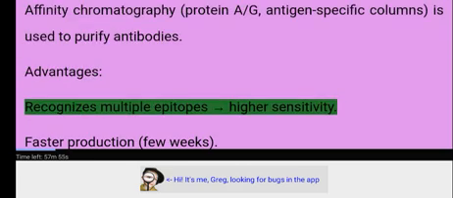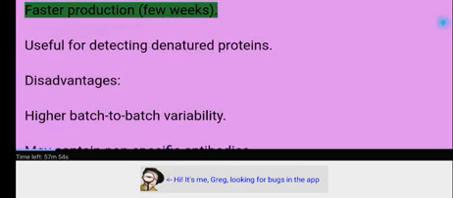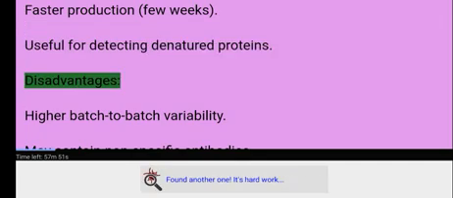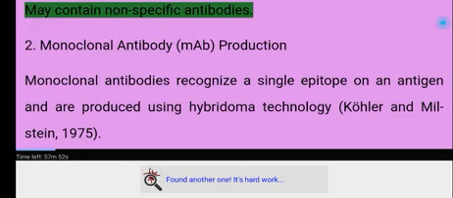Advantages: recognizes multiple epitopes, leading to higher sensitivity; faster production, a few weeks; useful for detecting denatured proteins. Disadvantages: higher batch-to-batch variability; may contain non-specific antibodies.